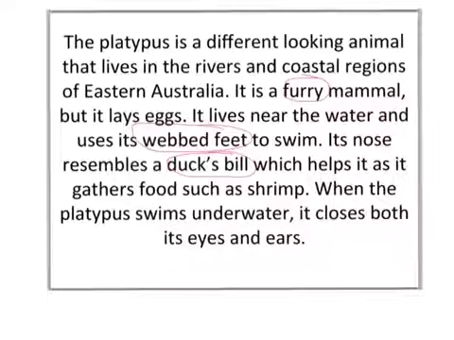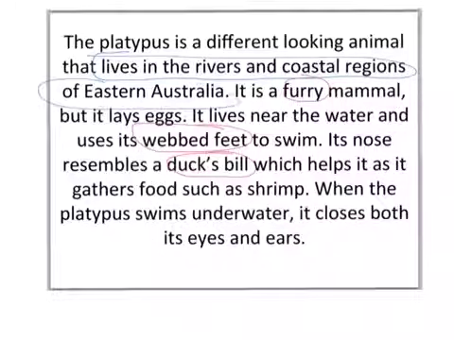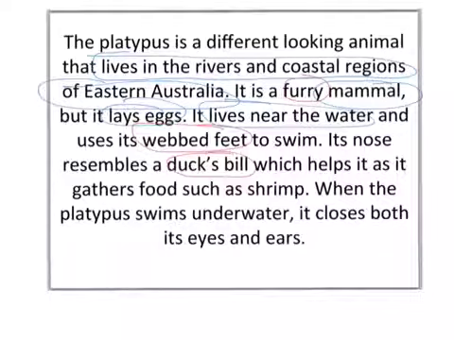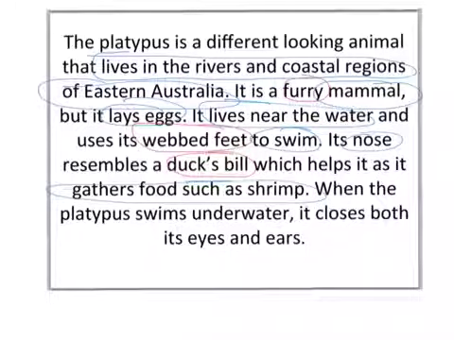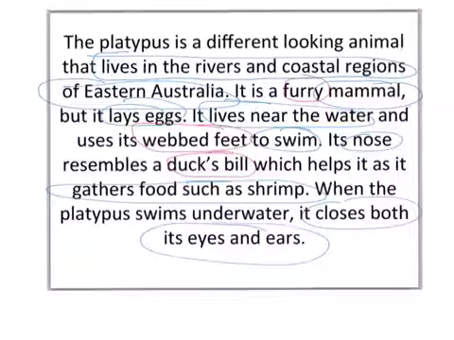Now I'm going to use blue to circle any facts that I see. So I see that it's an animal that lives in the rivers and coastal regions of eastern Australia. It's a mammal. It lays eggs, lives near the water. It swims. The nose helps it gather food such as shrimp. When the platypus swims underwater, it closes both its eyes and ears.